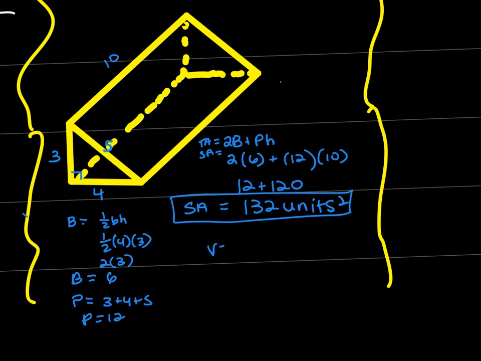Then for volume, if it asked, it'd be base area times height. Base area was 6, height is 10, which would be 60 units cubed.